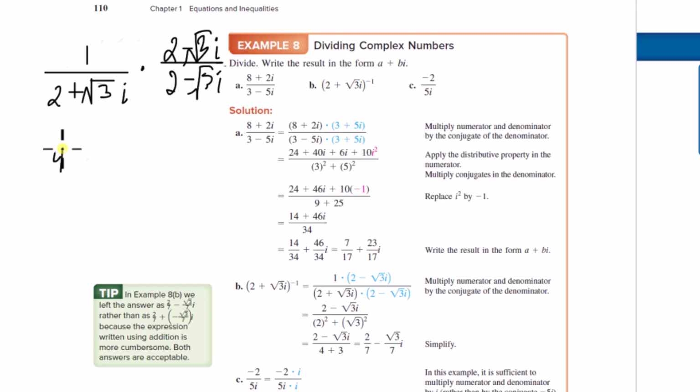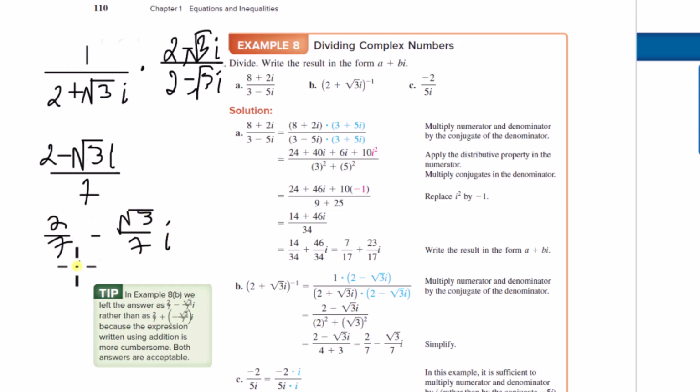So we're going to have 4 plus 3 in the denominator. That's 7. Then 2 minus root 3i in the numerator, and there we go. 2/7 minus root 3 over 7 i.